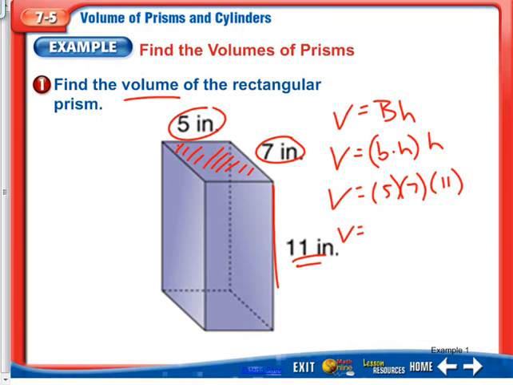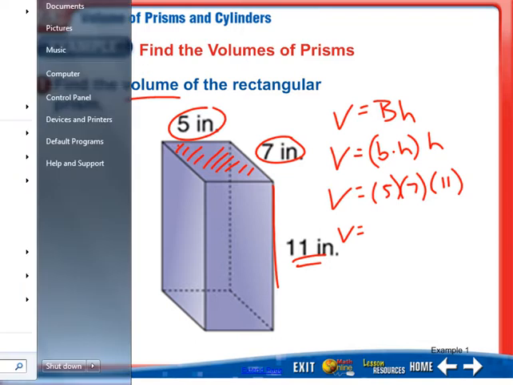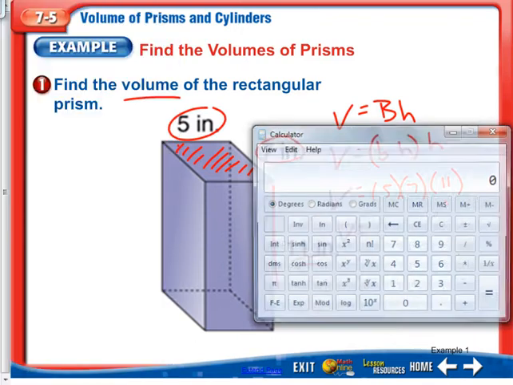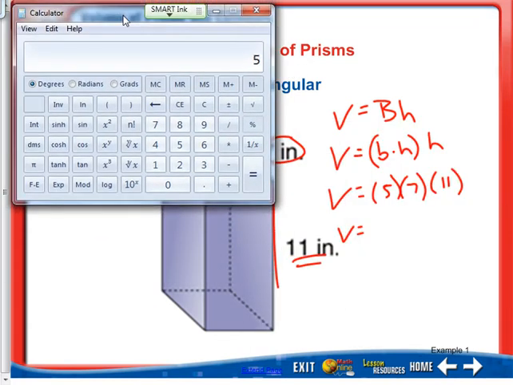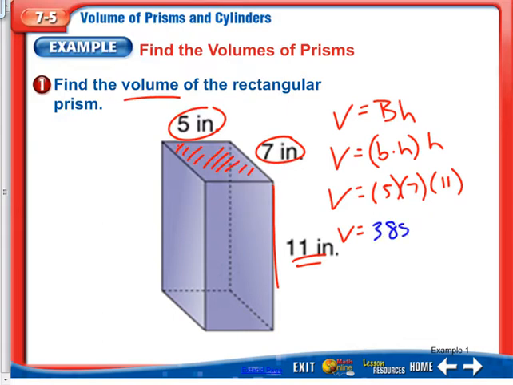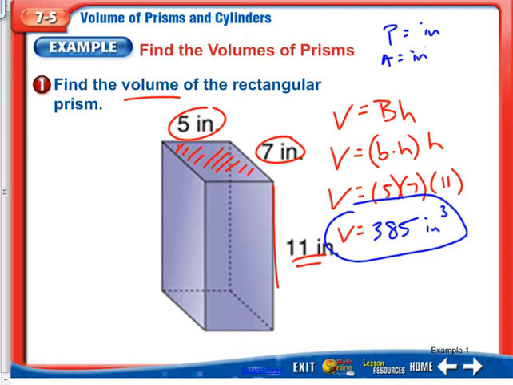So let's go ahead and get our calculator out here. We're going to get 5 times 7, which is 35, times 11 gives us 385. Now, we're going to do inches cubed. Volume is always cubed. Just like perimeter would just be inches, area would be inches squared, and then volume would be inches cubed.